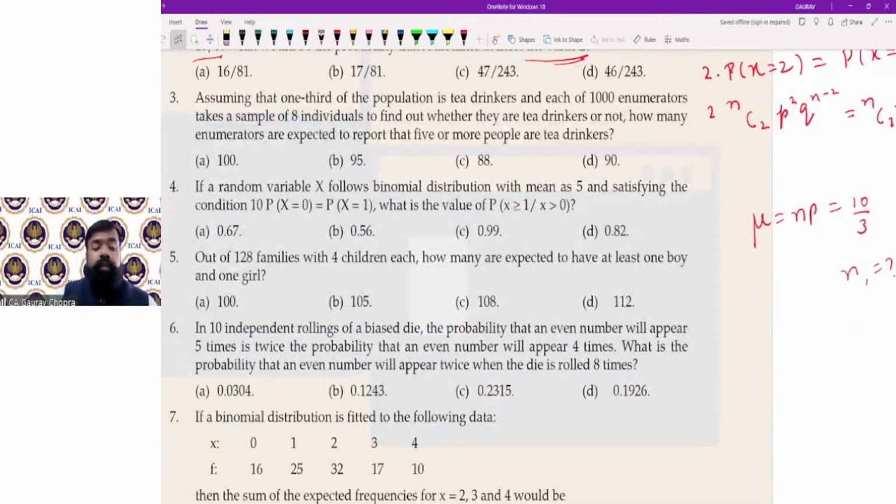Fourth one: if a random variable x follows binomial distribution with mean as 5 and satisfying the condition, what will be the probability where P(X greater than or equal to 1) given X greater than 0? So the mean is given and the relationship is given. It is almost similar to question number 2. Again, it's very lengthy.